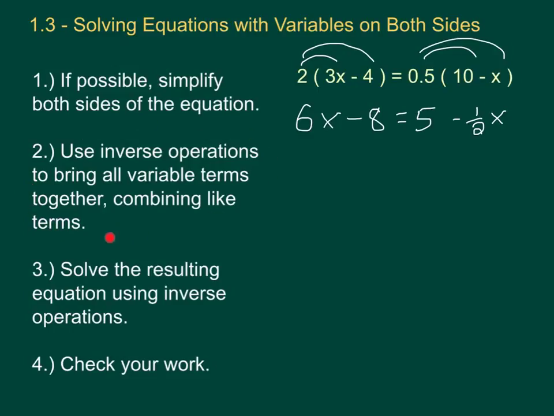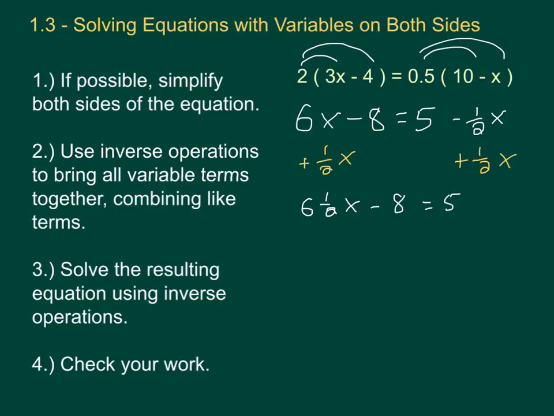Now what I want to do is look at step 2 here, which is to use inverse operations to bring all variable terms together, combining like terms. So here I have a variable term on the right, here I have a variable term on the left. I want to get them together by using inverse operations. I'm going to move that negative 1/2 x to the left by adding 1/2 x to each side. Notice that I'm adding it to both sides of the equation. The equal sign is still basically a fence. I have to do the same thing on each side of the fence. So this is going to give me, when I combine like terms, 6 and 1/2 x minus 8 equals 5.